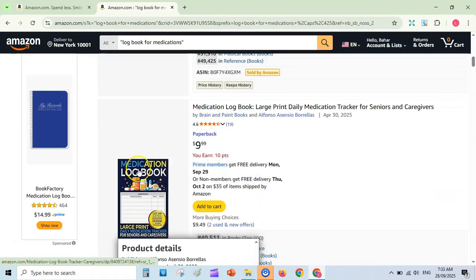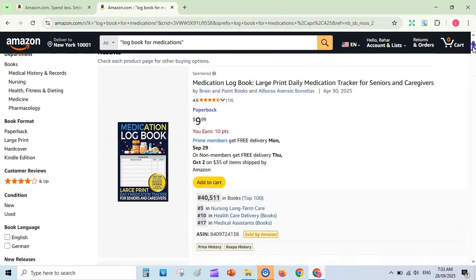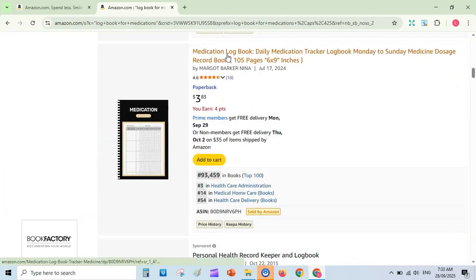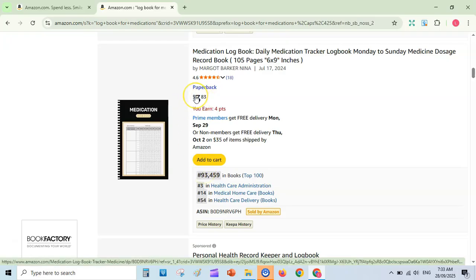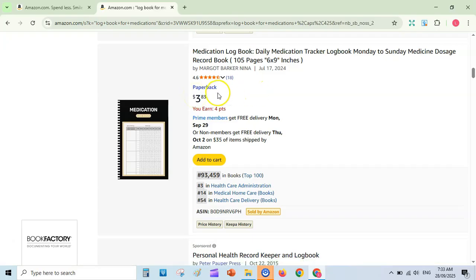So this book is ranking organically here. On the top, they are also running ad. So medication logbook, they are selling at least 1 copy a day and they are not running ads. They have priced their book too low. That is not a good idea. You can't run ad with that.